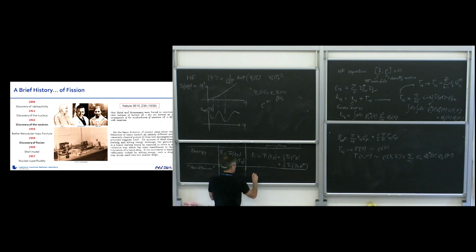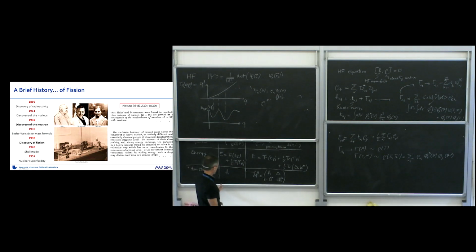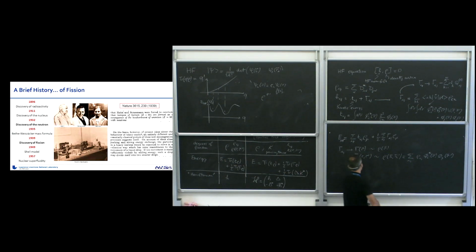Now in HFB theory, I will note it like this. It's going to be h, delta, minus delta star, minus h star. This little h is the same as the Hartree-Fock one. You have additional terms that come up. The matrix that you have to deal with is just twice bigger. And of course, I run out of space on this board, so I will have to continue this comparison just before the break on that one.